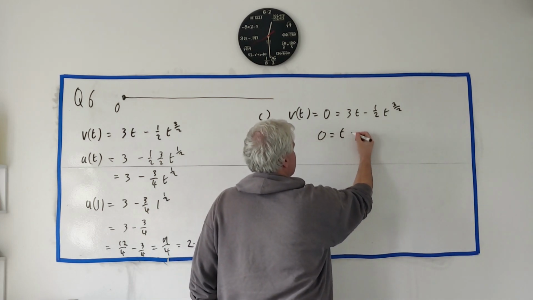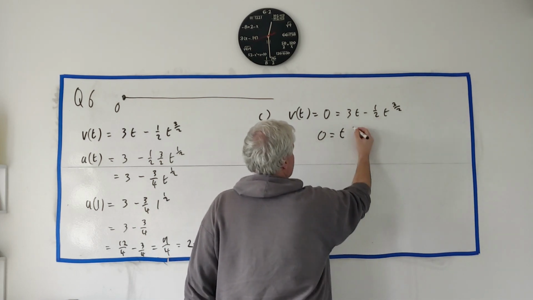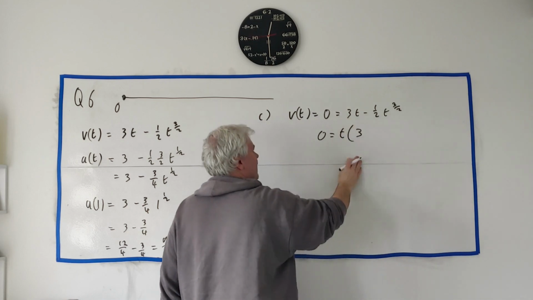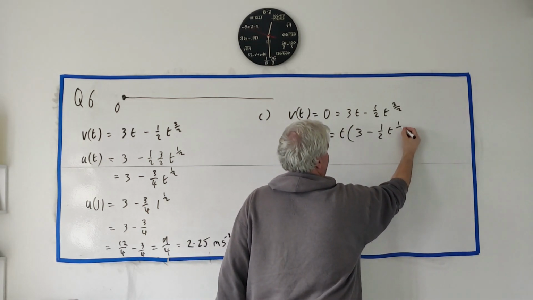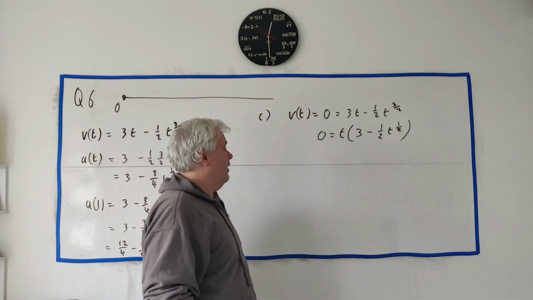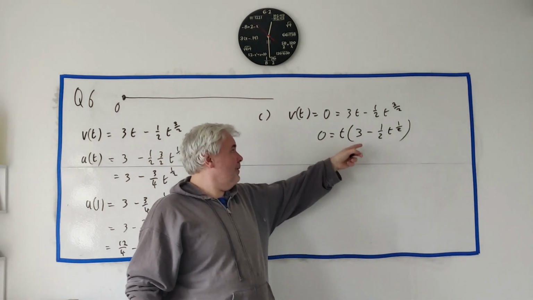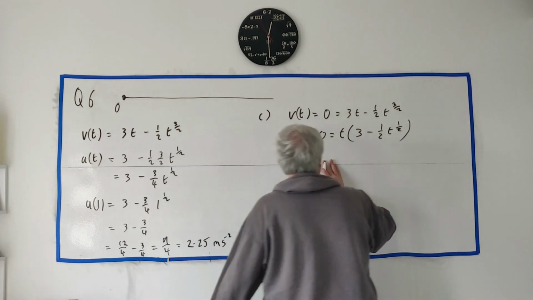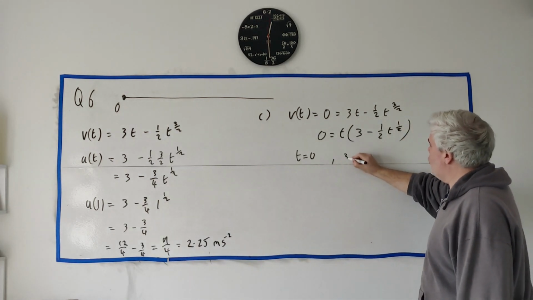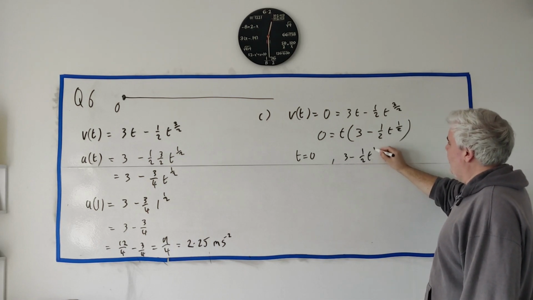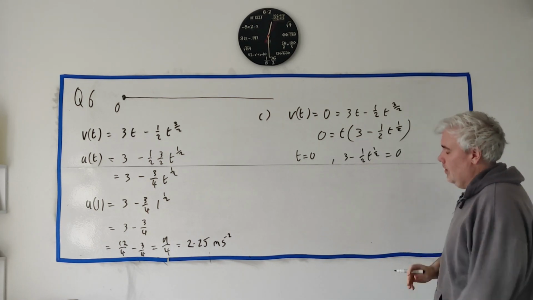It's not very easy, but t goes into both of these. It goes into this 3 times, and it goes into this minus a half t to the power of a half times. Two numbers multiply to get 0. We know one of these must equal 0. Either t equals 0 or 3 minus a half t to the power of a half equals 0.